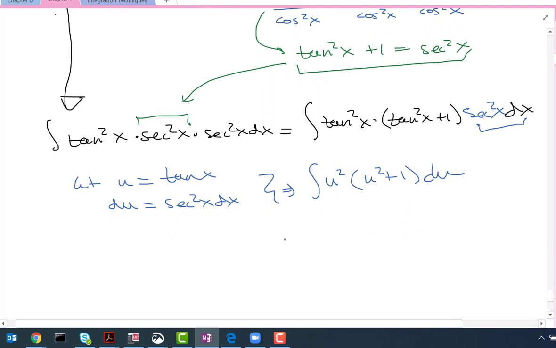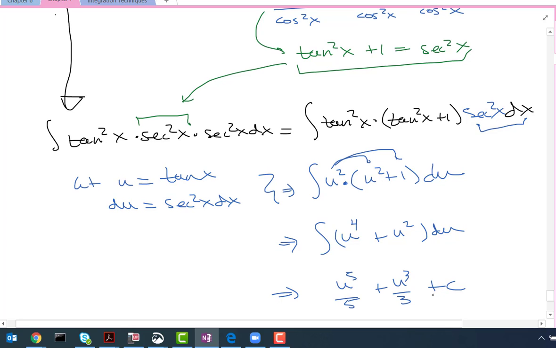And now I can simplify it. Remember, when you have a product, you can't integrate piece by piece. Only if this u squared wasn't there, then sure, I can use the general power rule. But I have this product here, so we have to distribute. So I have u to the fourth plus u squared du. And now we can integrate those. Once you integrate, you don't need the integral symbol anymore. So this will be u to the fifth over 5 plus u cubed over 3 plus c.